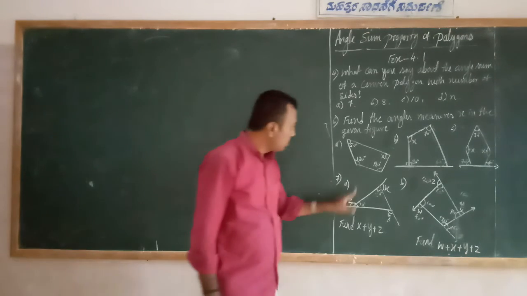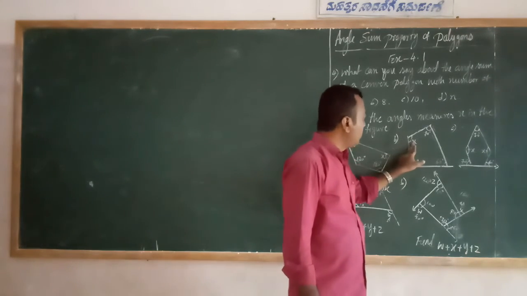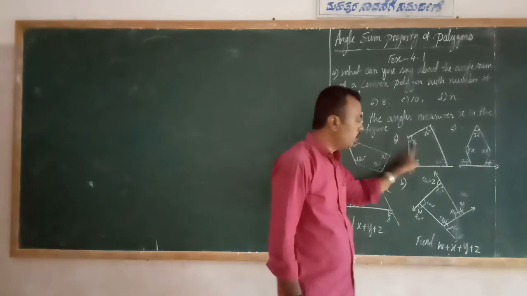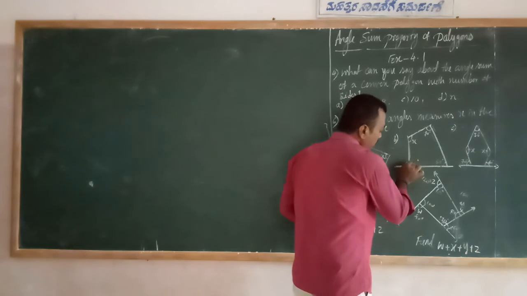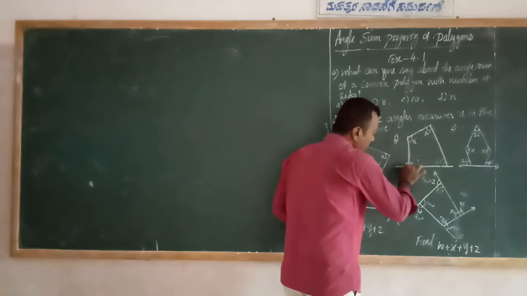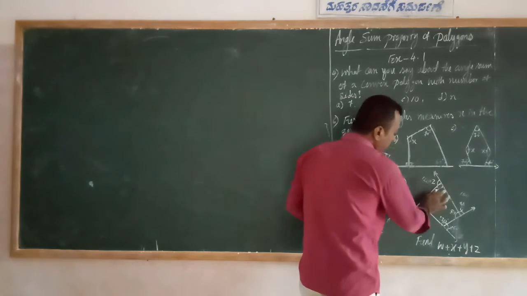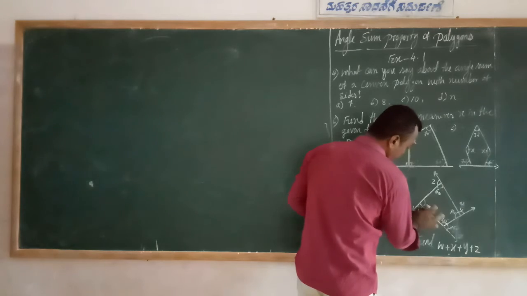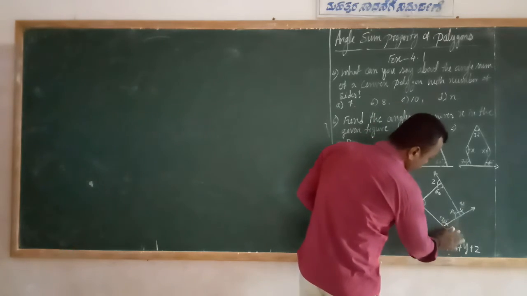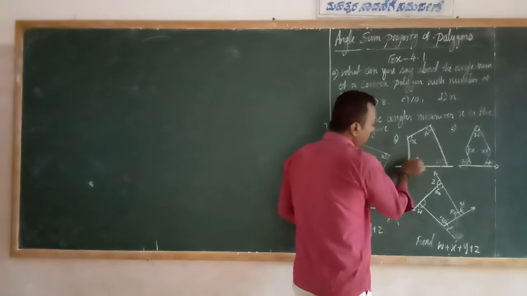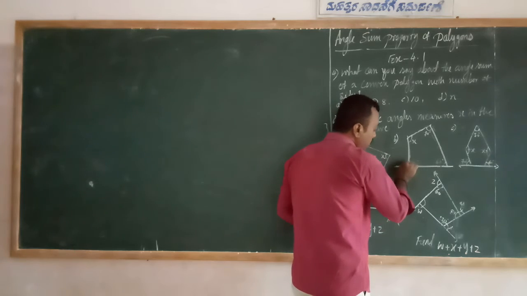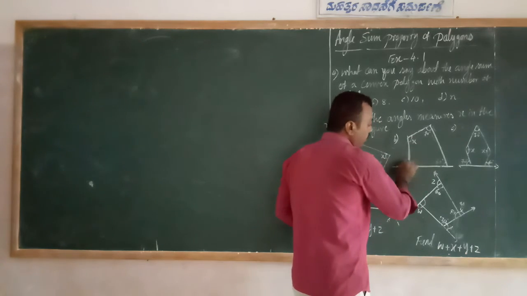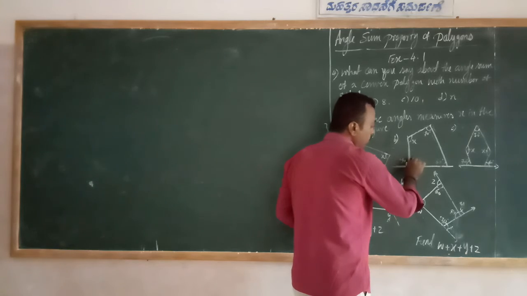Okay, next students, the second question. As in the first question, we have to calculate the x value. Very simple, students. First, we have to calculate this. This is 90 degrees. Then we have to calculate the x value. We can use the linear pair, so this is already 90 degrees. This is one you have to calculate.